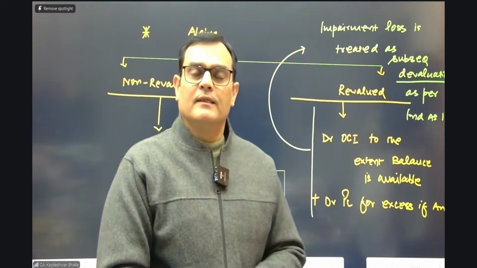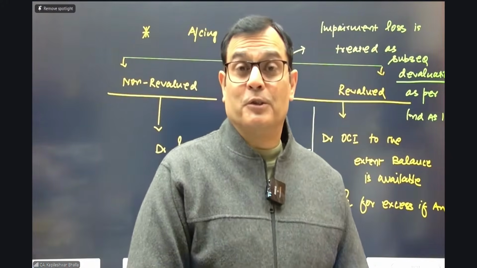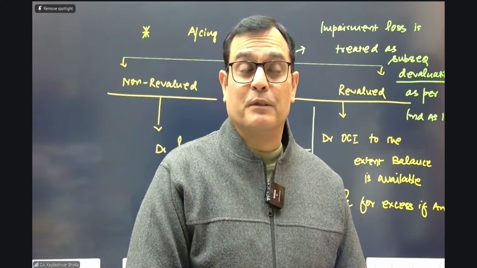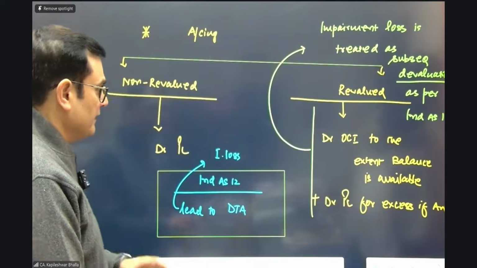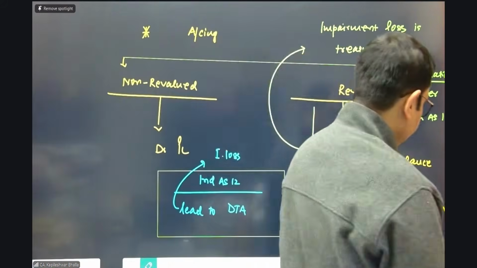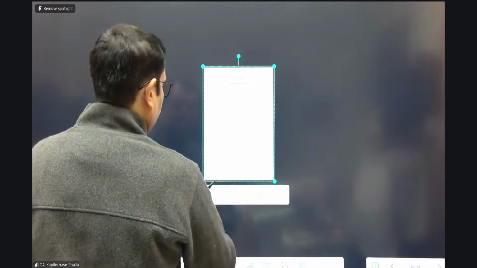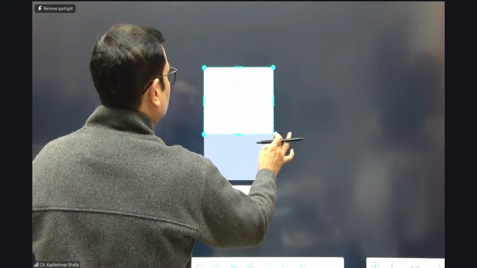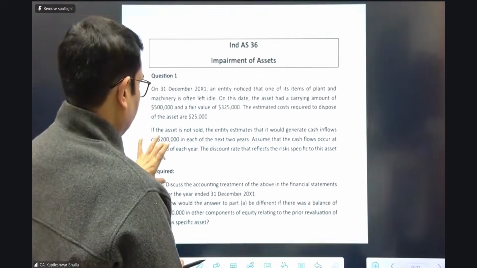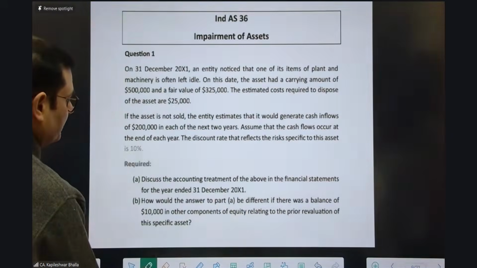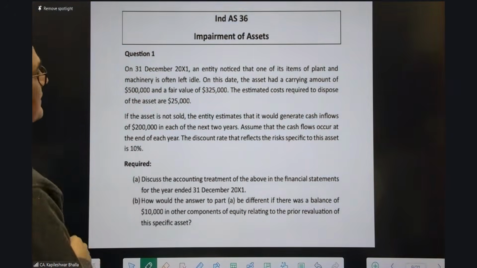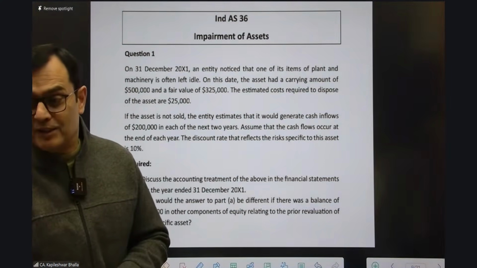I think it's time now to do some questions. We've been doing some mind mappings of the concept. Time to do some questions on this area now, on the individual asset. So let's take it further. A pretty simple and straightforward question. Let me first share the normal question with you. I hope the question is clearly visible. Let's read the question and decide the treatment.